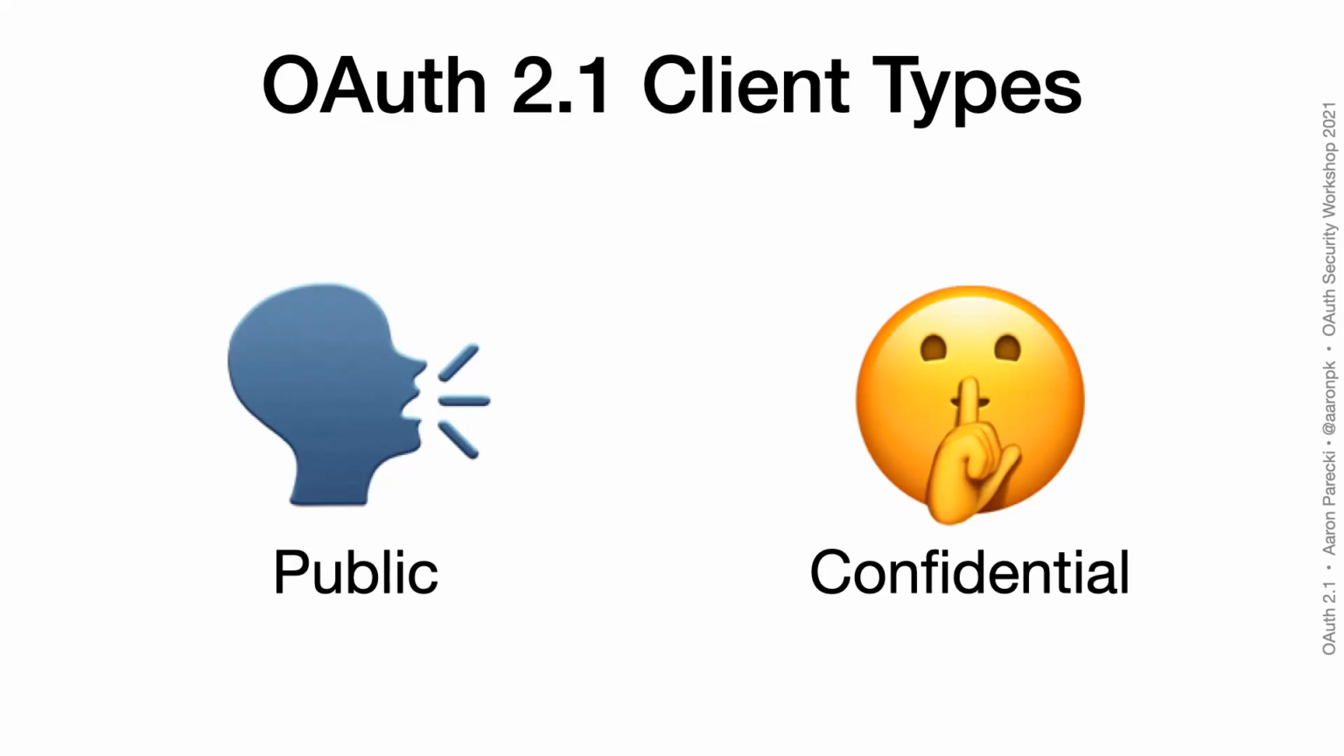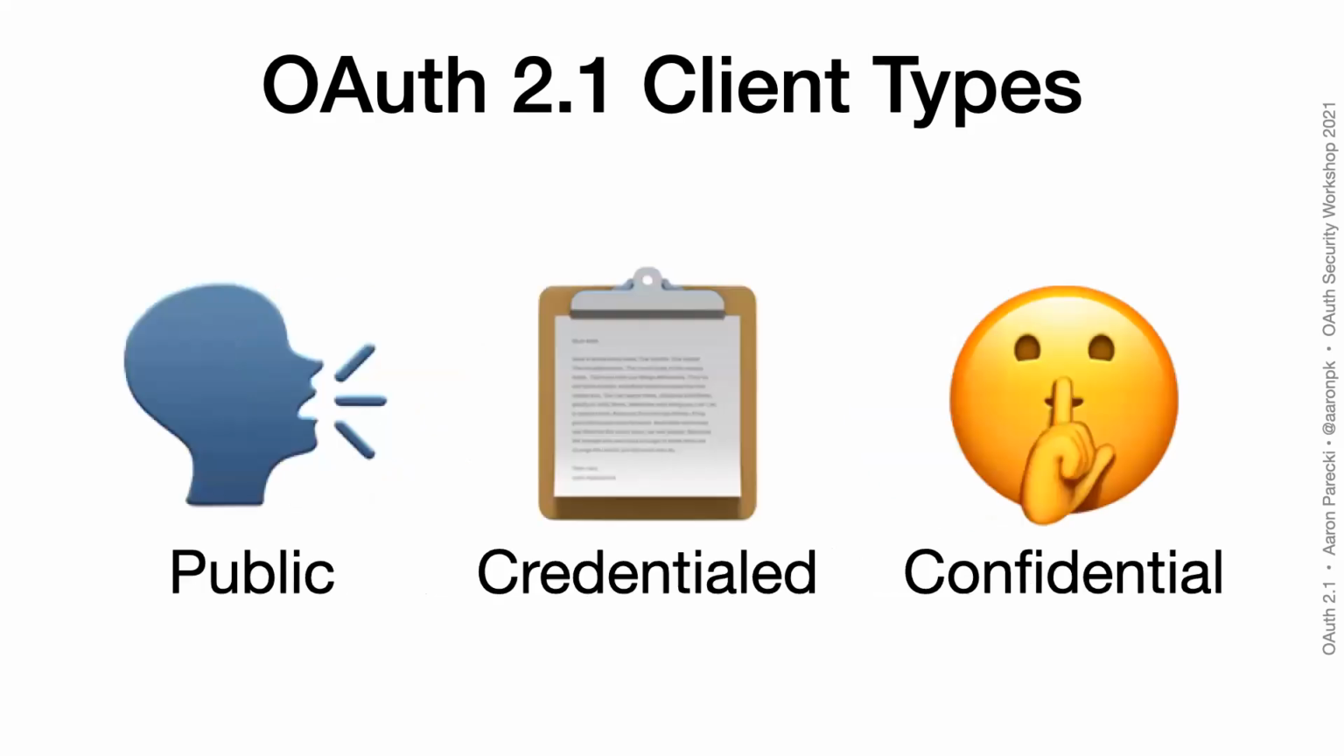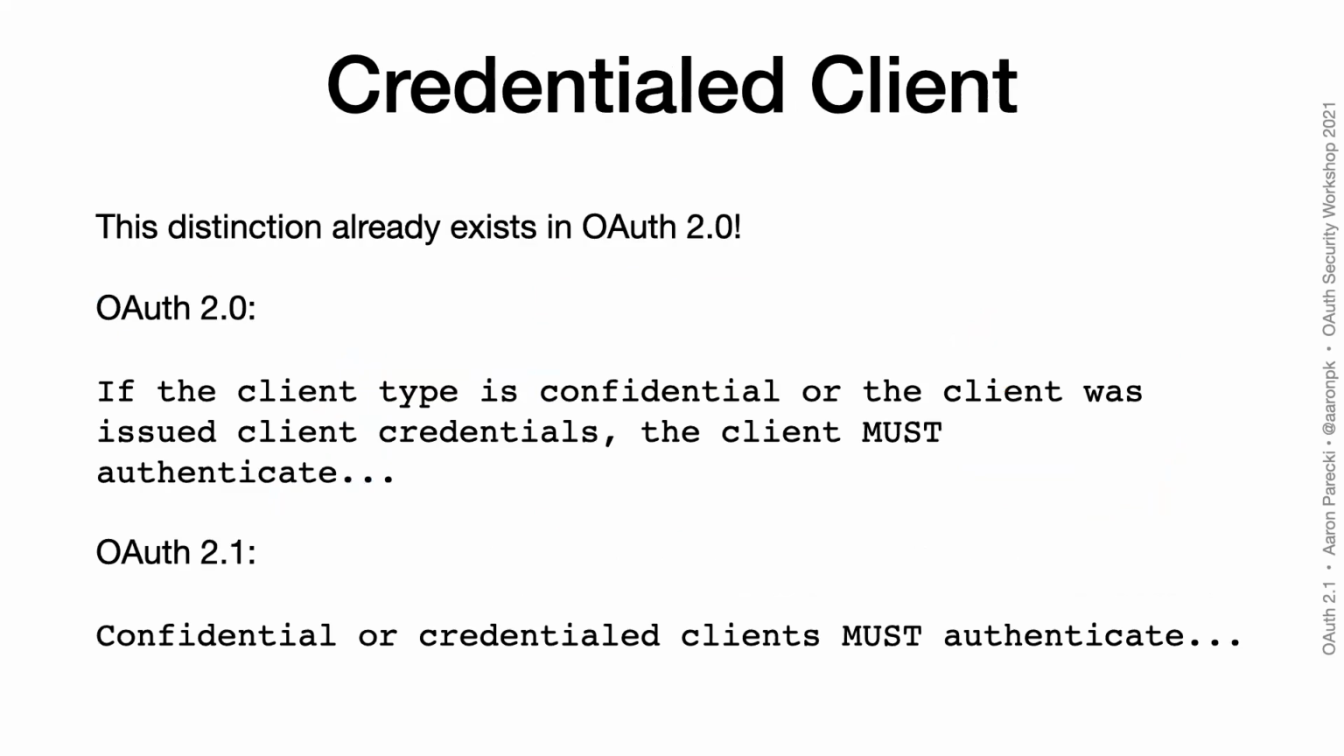There is some sort of middle ground or gray area between the two. And one of those has been called out in the original draft in several places. The idea is to give it a name, which is credentialed client. And if you look at the draft in OAuth 2, it'll say things like if the client type is confidential or the client was issued client credentials. And the idea would be to remove all of those and consolidate that wording to be naming it credentialed clients.